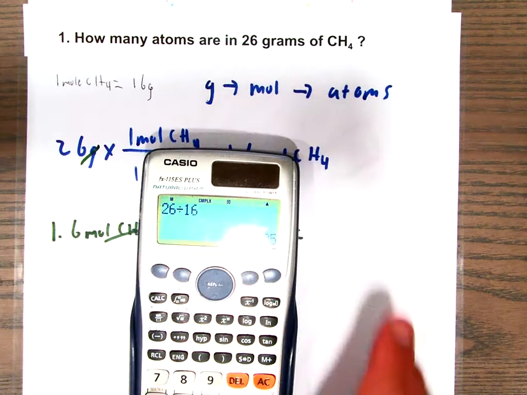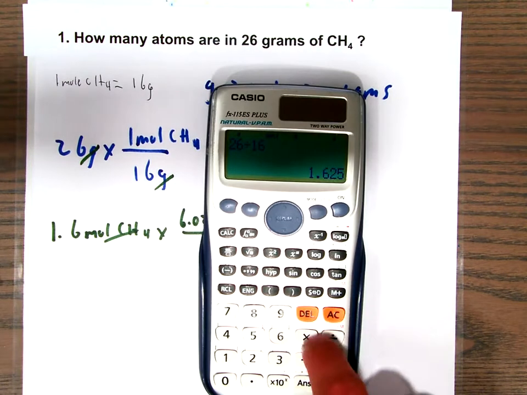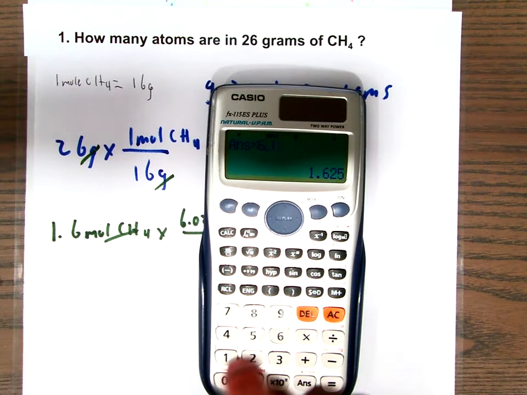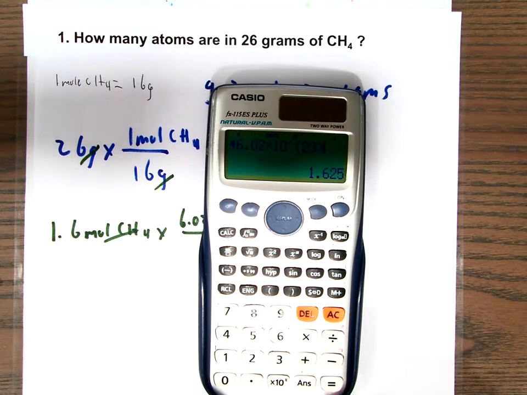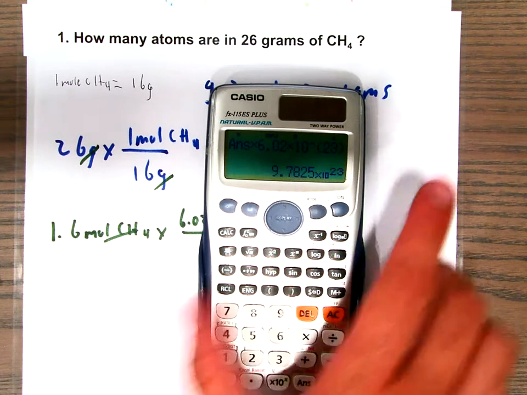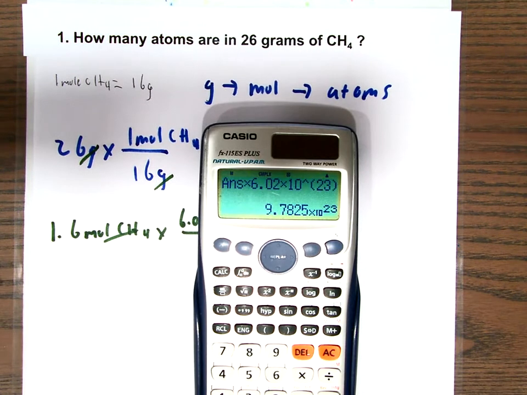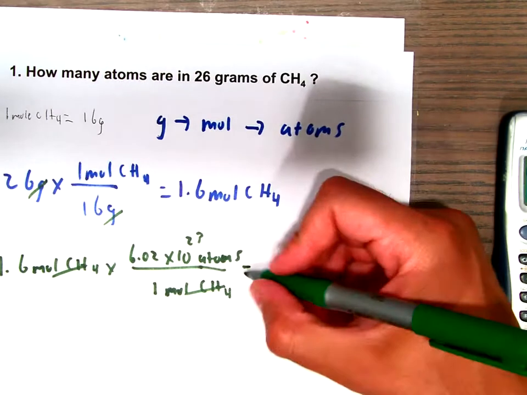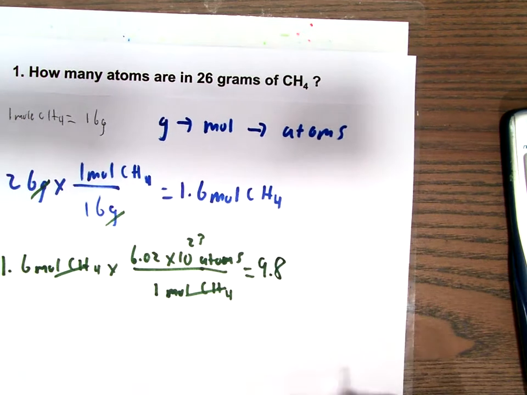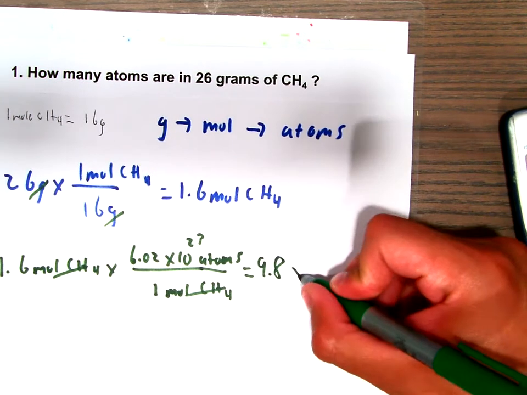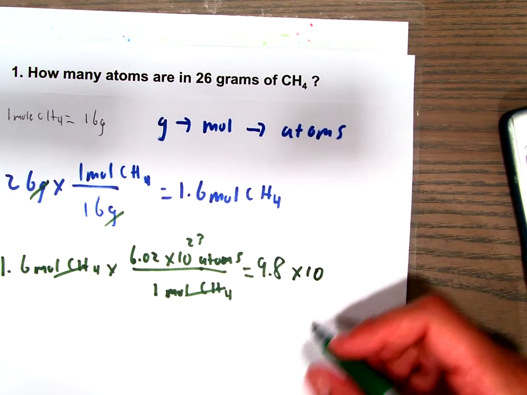So I'm basically left with my answer here times 6.02 times 10 to the 23rd. Enter gives me 9.782 times 10 to the 23rd. I round to that first decimal. That would give me 9.8 times 10 to the 23rd.